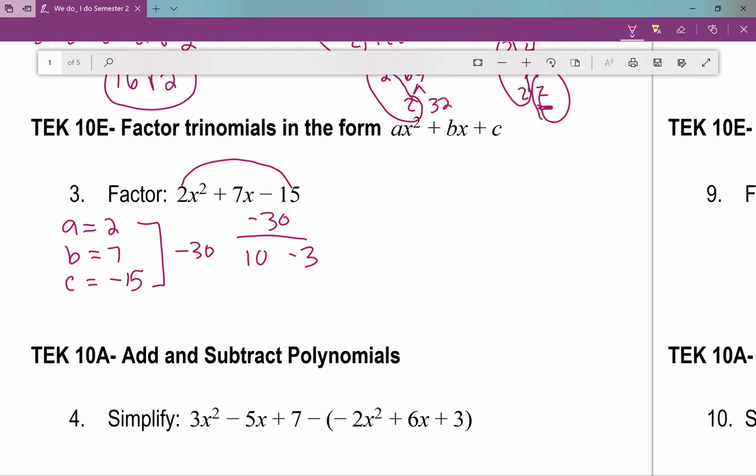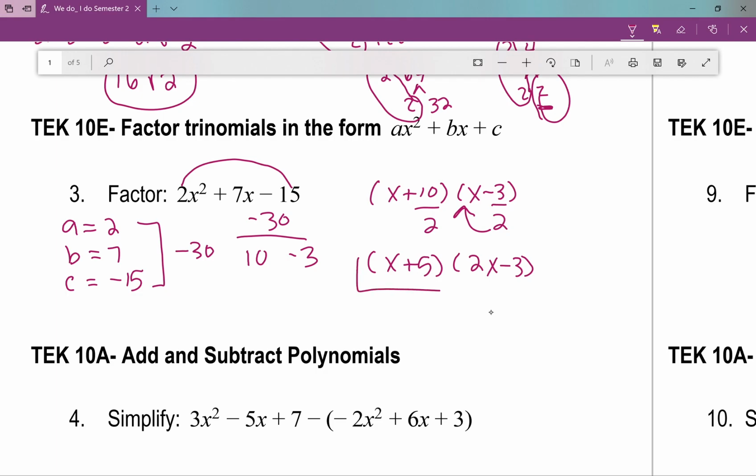Then to write my pairs, I have x plus 10 and x minus 3. But don't forget to divide by that A term. So we need to divide both by 2. 10 divided by 2 is 5, so this reduces to x plus 5. Negative 3 cannot be divided by 2, so we move the 2 into the front. This becomes 2x minus 3. So that means our factorization of this problem was this, and this is our answer.